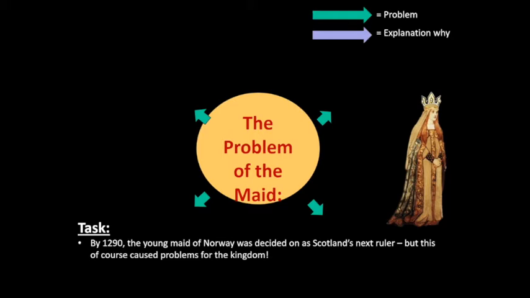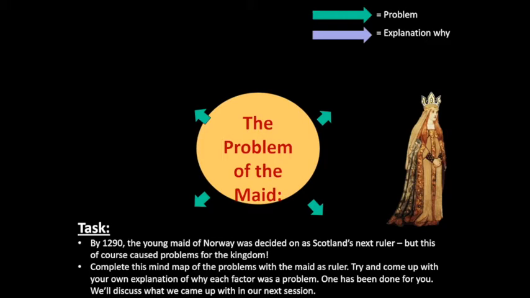Now, what I'd like you to do as part of this is have a think, what are the problems for a medieval kingdom in having such a young girl placed upon the throne? I would like you to fill out this mind map. Now, I'm going to give you some of the ideas to add into this, but by no means all of them. So here's the first one up.